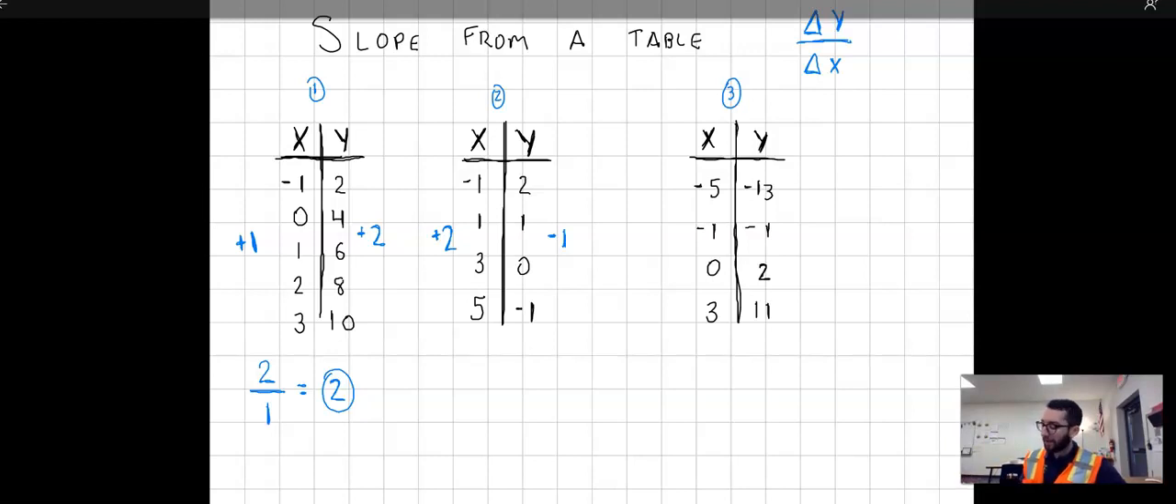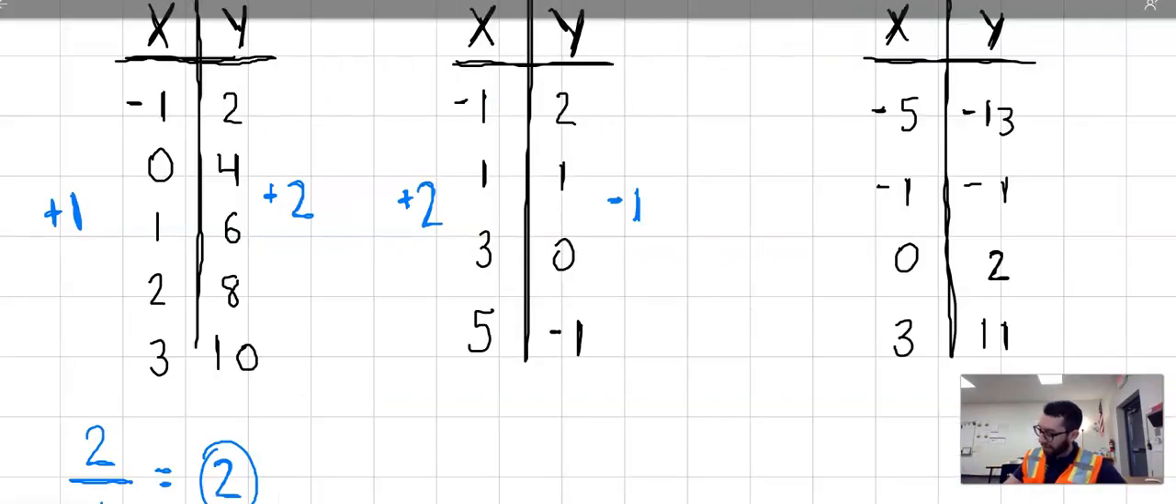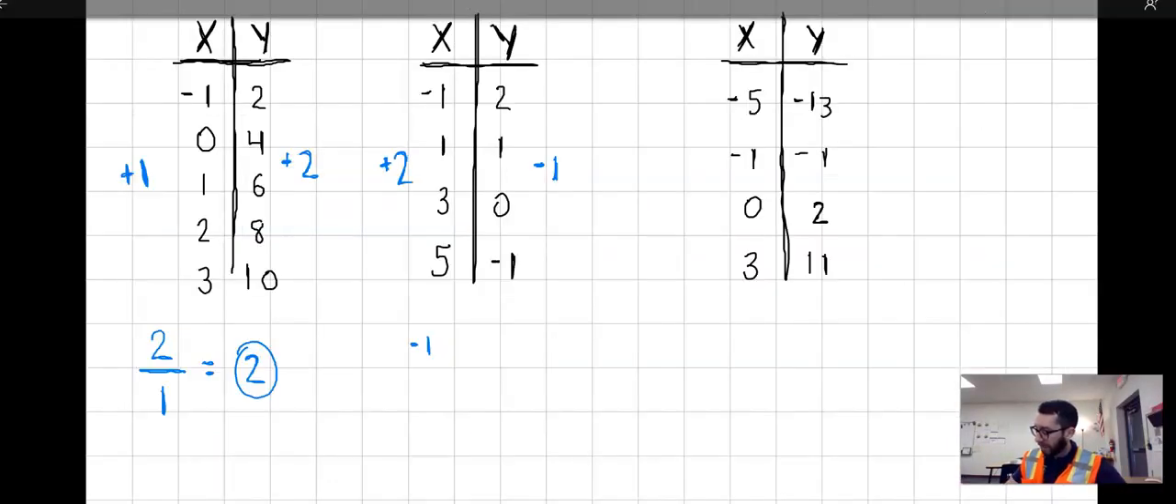So when I set up my fraction, change in y over change in x, my y is changing by -1, and my x is changing by +2. And so 1 over 2, that's just 1/2, and because one of the values is negative, my slope is just -1/2. Just remember, two negatives make a positive.